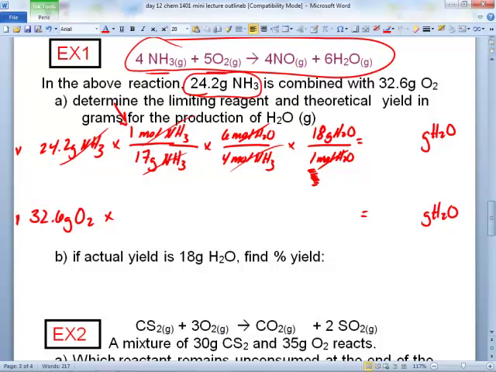So 24.2 divided by 17 times 6 divided by 4 times 18. I get about 38.4 is what I got. Okay. You do the same thing for the oxygen.